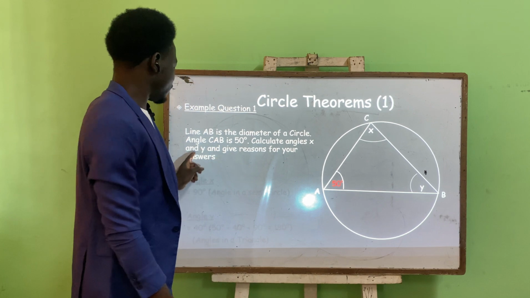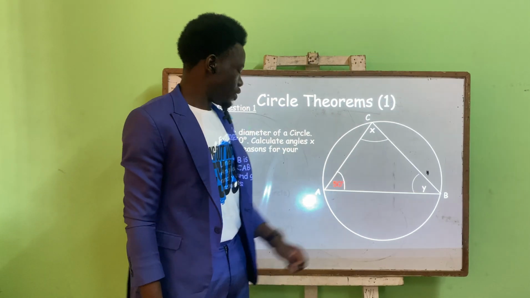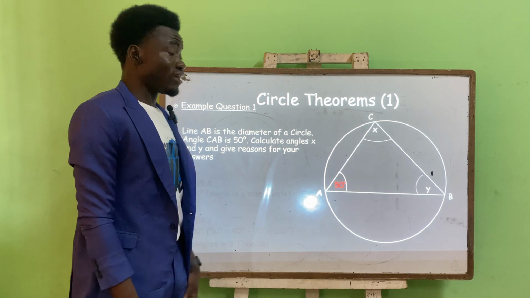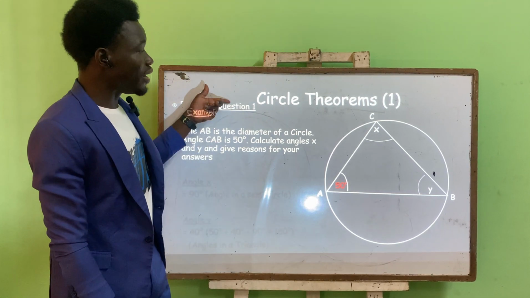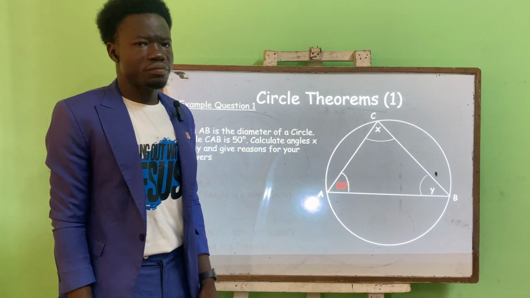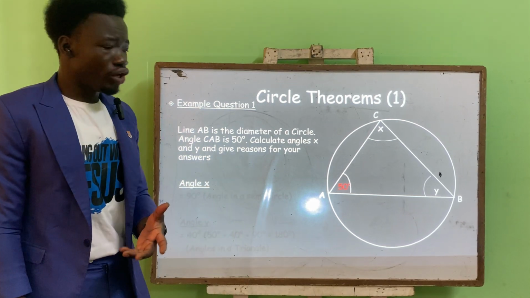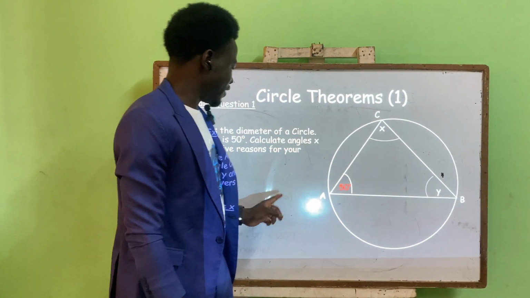Calculate angle X and Y. Now, you give reasons to your answers. You see that this question is asking to give a reason. That is why we have to learn that particular theorem. So, angle X here, you quickly know that this is a diameter. They said this is a diameter.